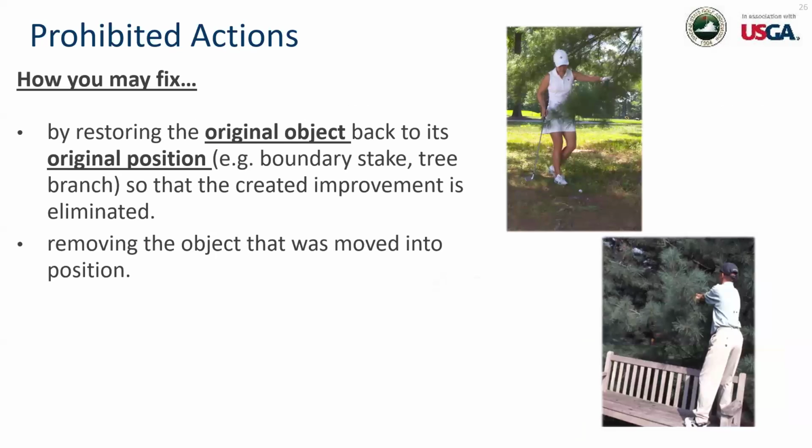So how you may fix some of these: by restoring the original object back to its original position, such as a boundary stake or that tree branch that I mentioned, so that the created improvement is eliminated. Or by removing the object that was moved into the position. So like I said before, if that player on the bottom picture moved that bench 4 feet to the side so that he could stand on it and swing at that ball in the tree.